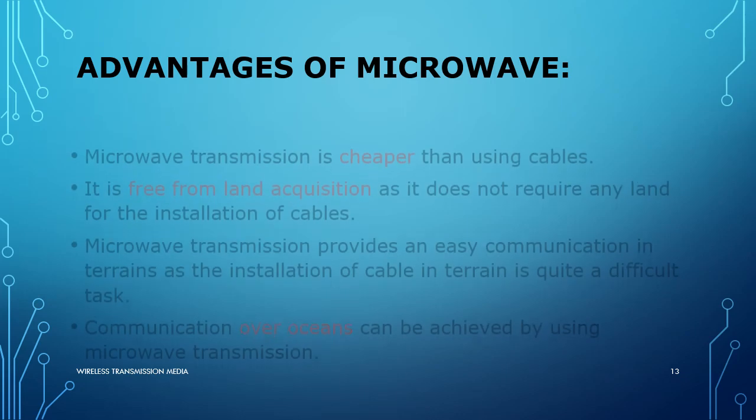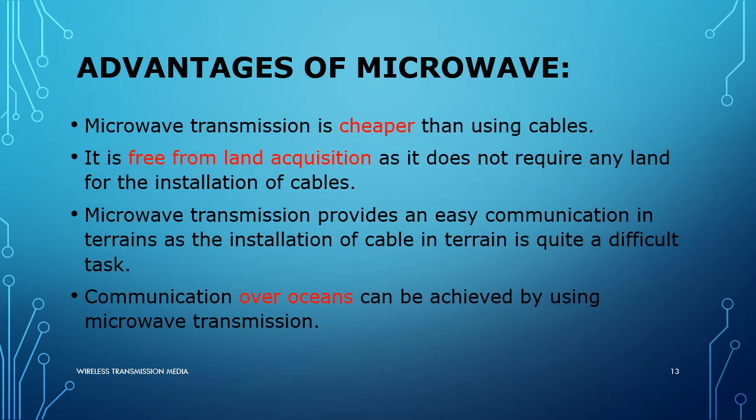Advantages of microwave transmission: it is cheaper than using cabling systems. It is free from land acquisition and does not require any land for installation of cables. Microwave transmission provides easy communication in terrains, as installation of cable in terrains is difficult. Communication over oceans can be achieved by using microwave transmission.